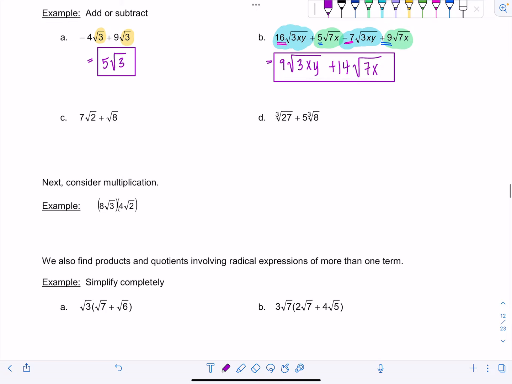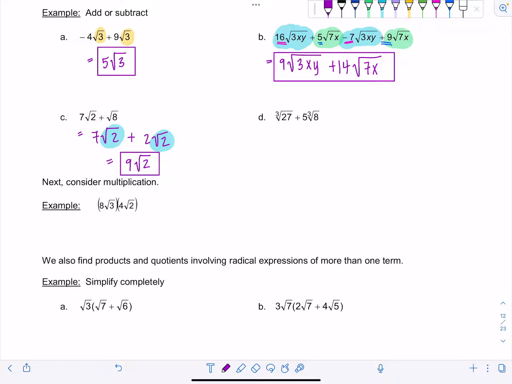Let's go to example C. 7 radical 2 plus radical 8. Now you might be saying, these aren't like radicals. But wait a second. Radical 8 is not completely simplified. So let's try simplifying first and then see what unfolds. 7 rad 2, that's as simplified as things can get. But remember, rad 8 is 4 times 2, so that'll simplify to 2 rad 2. And now we do have like radicals. Rad 2, rad 2. So I'm just going to combine coefficients, and we have 9 rad 2.